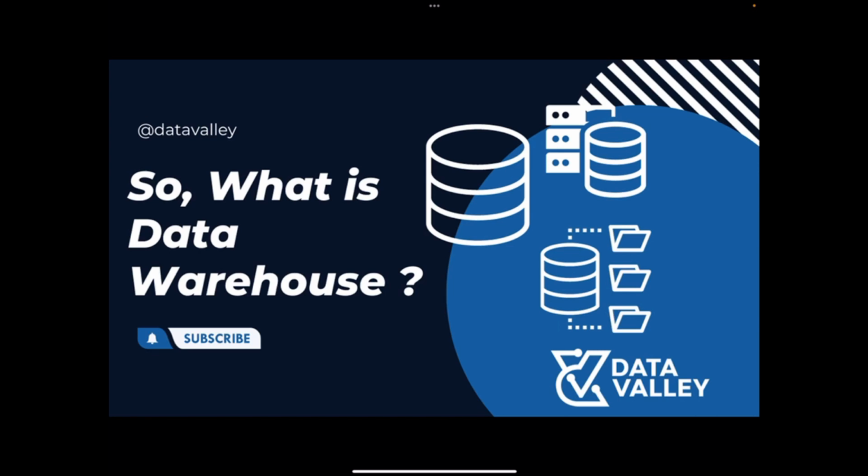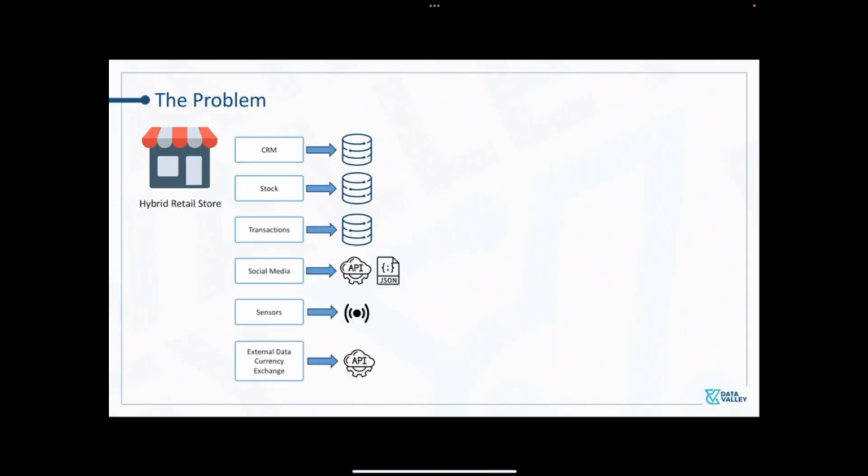To understand what a data warehouse is, let's imagine that we have a hybrid market. And in this hybrid market, we have different types of data. We have different types of sources. We have CRM, which has the customer information, for example, or anything related to marketing. We have a stock database or a stock system where we see available stock for certain products. We have a transaction system or transaction database where all the transactions or interactions with the customer are stored.